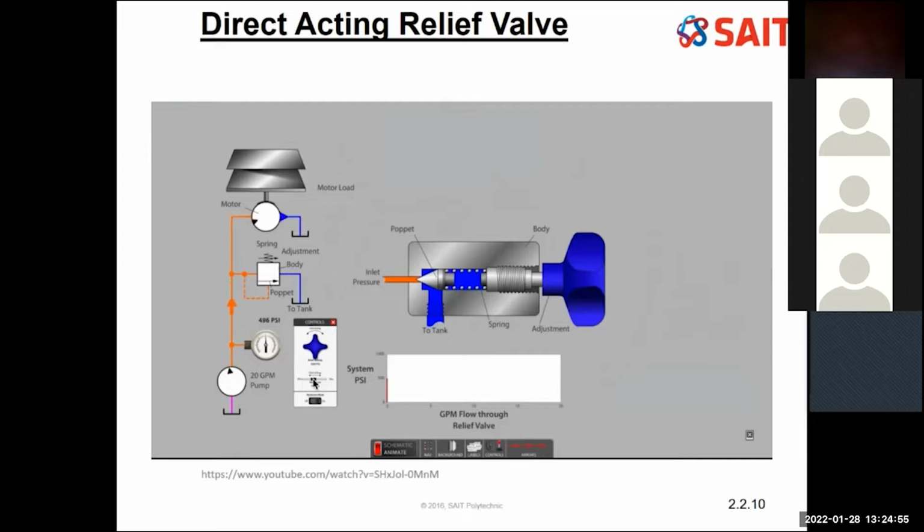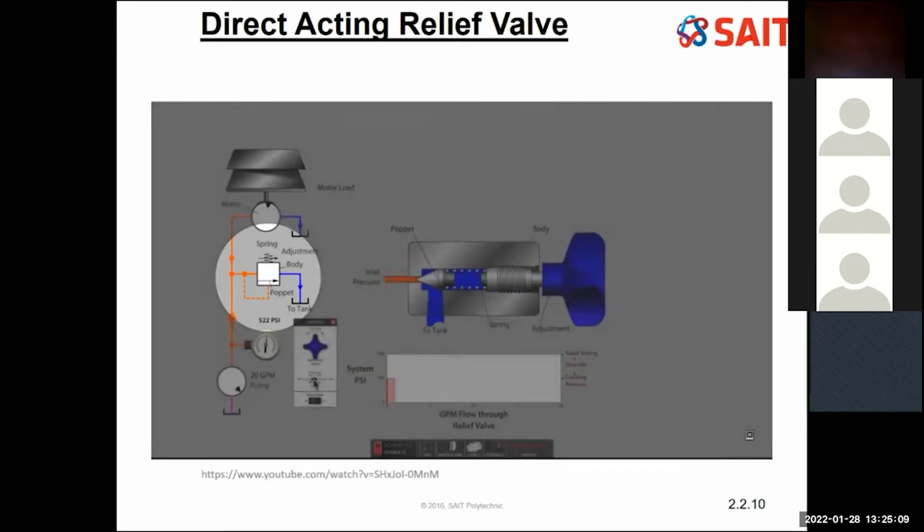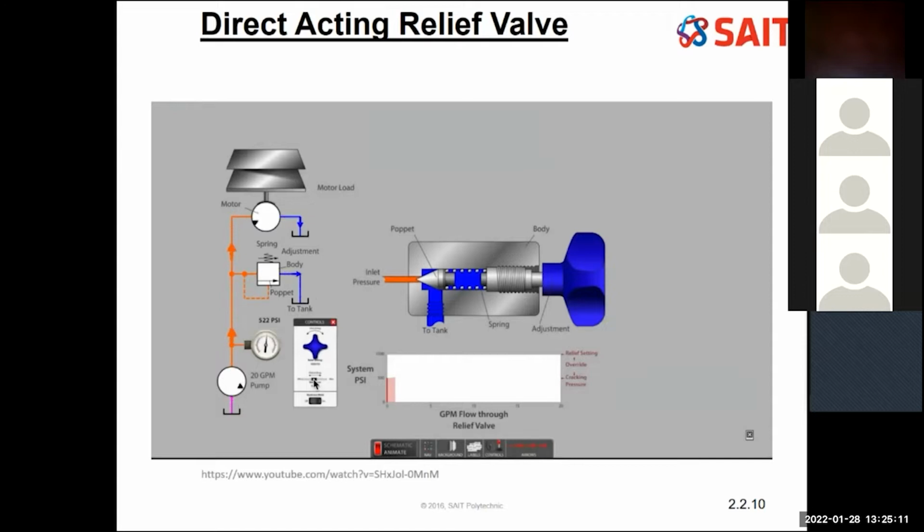As we continue to add bricks to bring the system pressure to just above 500 psi, we notice the graph shows that there is now flow passing through the relief valve. The relief valve is said to have cracked open. In this case, the word crack does not refer to a failure mode. As indicated on the horizontal axis, approximately 1 gallon per minute out of the 20 that are produced by the pump is now being diverted back to tank.